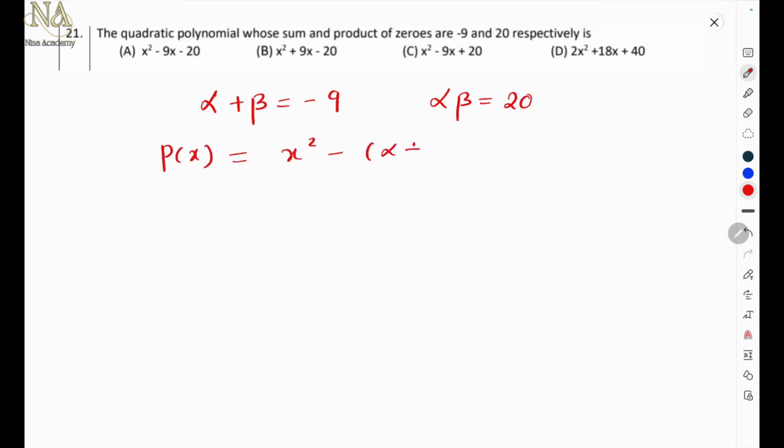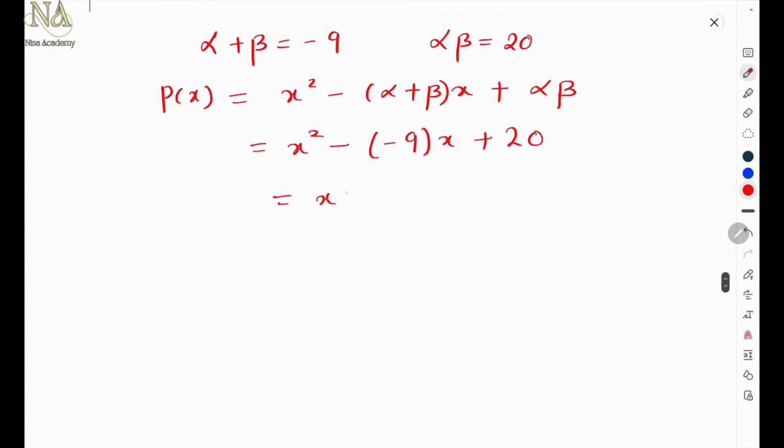21st question. The quadratic polynomial whose sum and product of zeros are minus 9 and 20 respectively. If alpha and beta are the zeros, then alpha plus beta is minus 9 and alpha into beta is 20. How do we write the polynomial? P of x, the standard form, is x square minus (alpha plus beta) x plus alpha into beta. So x square minus (minus 9)x plus 20, which is x square plus 9x plus 20.